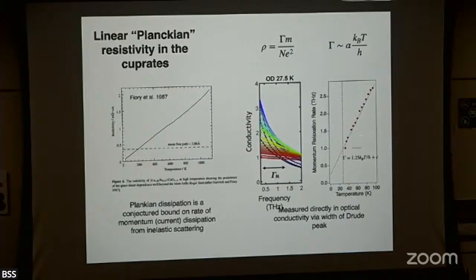I did show you this slide previously, so many of us are interested in this idea of the linear T resistivity in the cuprates, sometimes called Planckian resistivity. This is old data, 1987, probably before most of you were born. The resistivity is a function of temperature, okay? This lanthanum strontium copper oxide has a transition temperature way down here.